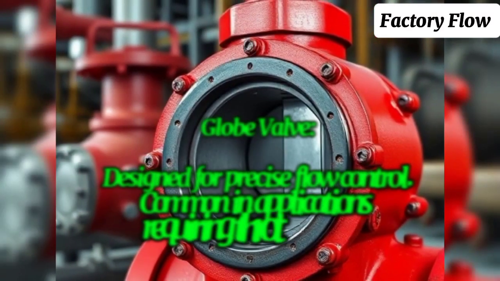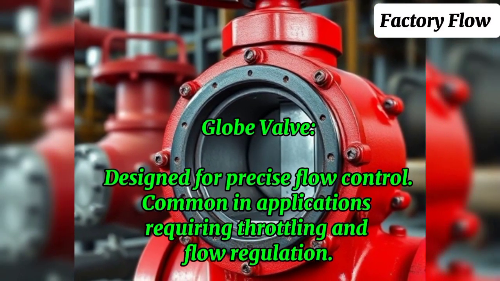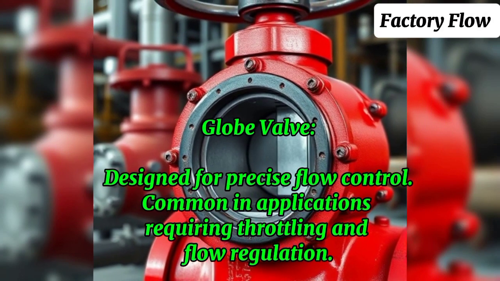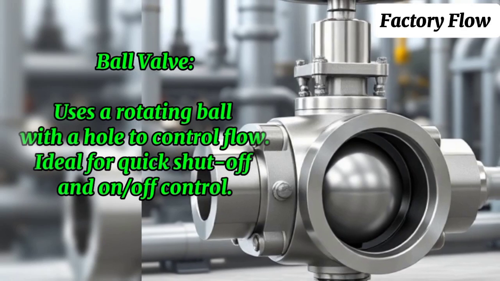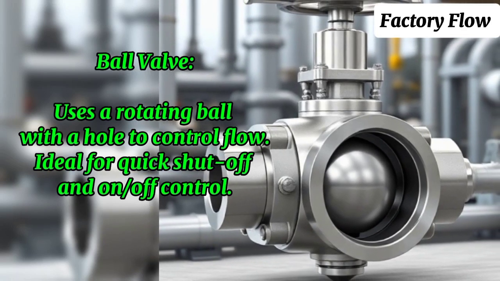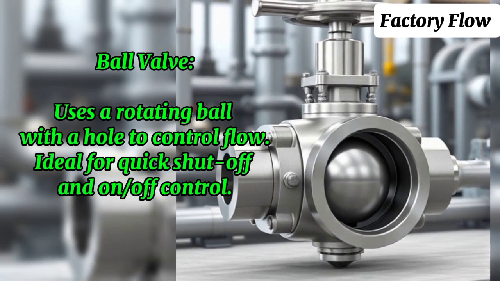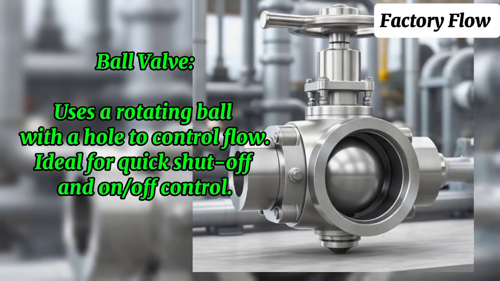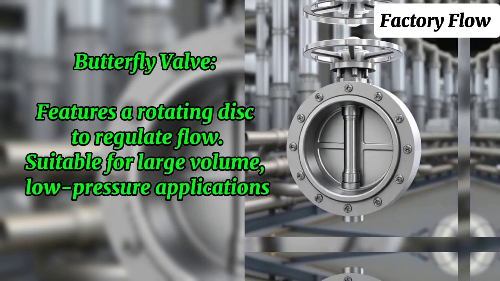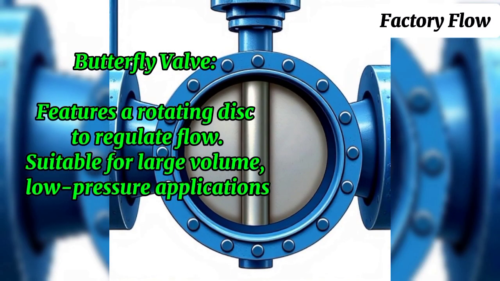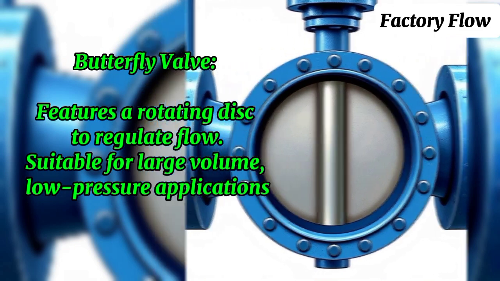Globe valve, designed for precise flow control, common in applications requiring throttling and flow regulation. Ball valve uses a rotating ball with a hole to control flow, ideal for quick shut-off and on or off control. Butterfly valve features a rotating disc to regulate flow, suitable for large volume, low pressure applications.